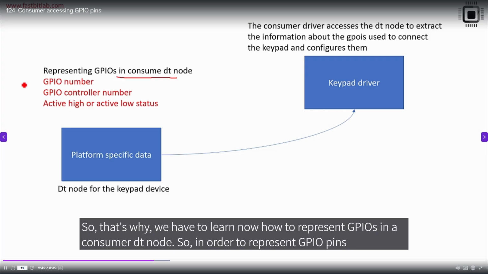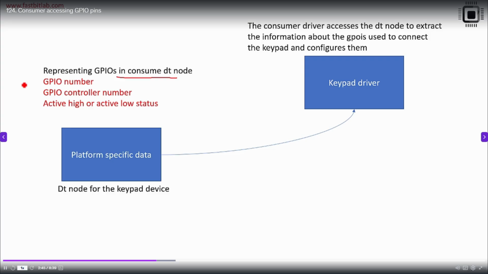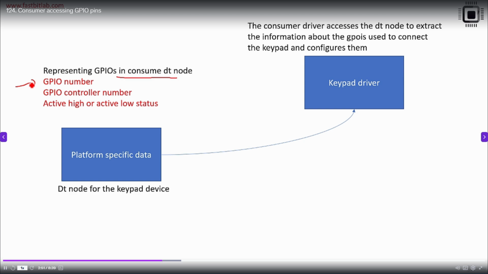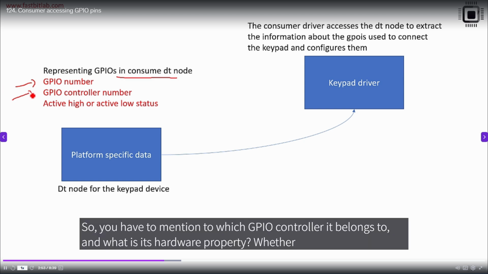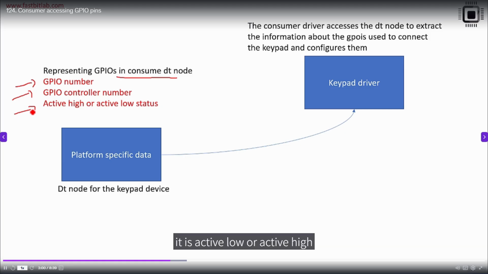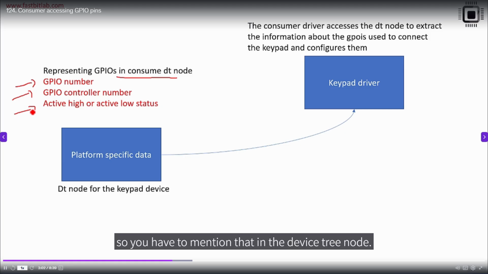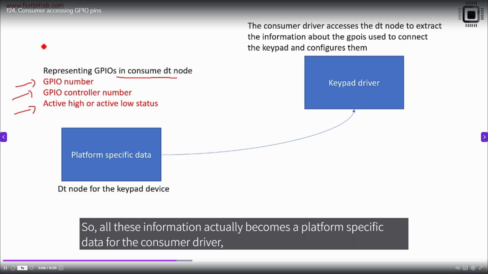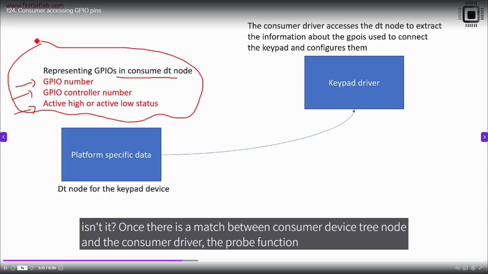In order to represent GPIO pins in the device tree node, you have to mention what's the GPIO number the consumer is going to consume. You have to mention to which GPIO controller it belongs and what its hardware property is, whether it is active low or active high. So you have to mention that in the device tree node. All this information actually becomes platform specific data for the consumer driver, isn't it?